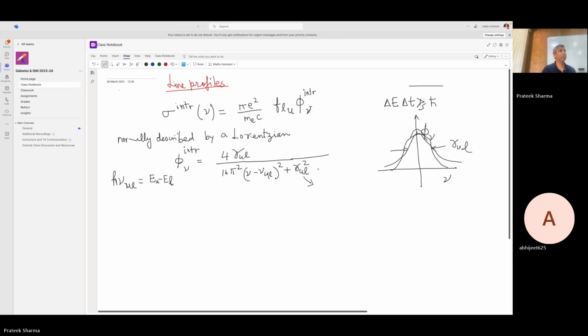No, because the dimension of phi nu is 1 over frequency. So phi nu d nu integrates to 1, so the dimension of phi nu has to be 1 over frequency, right? So phi nu d nu is equal to 1, so phi nu is 1 over frequency. That's what the dimension of this is, and you can actually see that if you integrate it with d nu, you will get 1. Okay, cool.